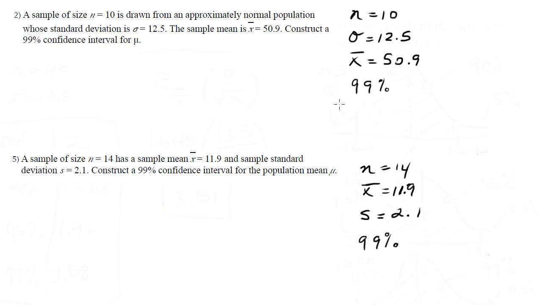Now, the major difference between numbers 2 and 5 is that in number 2, we know the population standard deviation. In number 5, we know the sample standard deviation. We do not know the population standard deviation. So these two examples are the two different tests that we'll be using. If we know the population standard deviation and a normally distributed population, then this is a z-confidence interval.